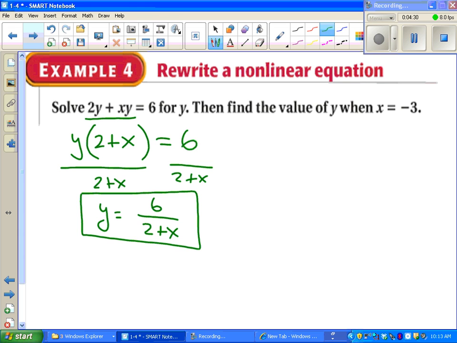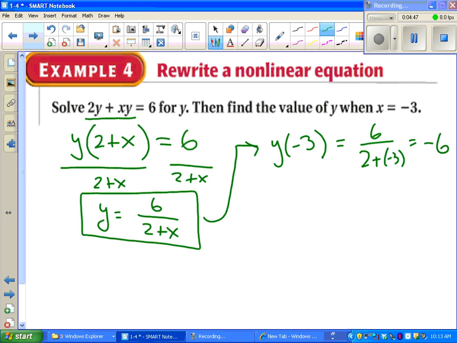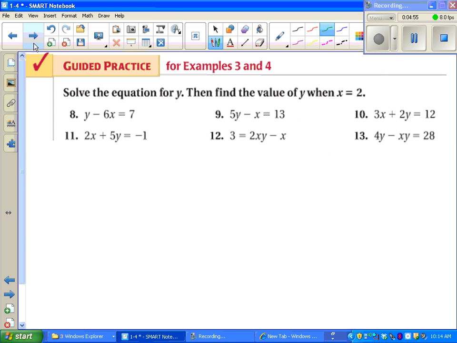It goes further to say, find the value of y when x equals -3. So I'm saying I want y when x is -3. And using my order of operations, we should be able to get -6 without too much difficulty. At this point, you can pause the video and try these on your own, or do that later.